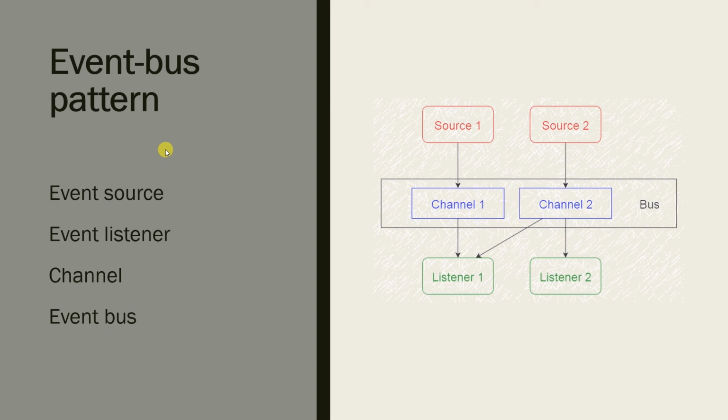Listeners subscribe to particular channels, and listeners are notified of messages that are published to a channel to which they have subscribed before. Some examples are notification services, and Android development or whatever mobile development that uses this kind of architectural pattern.